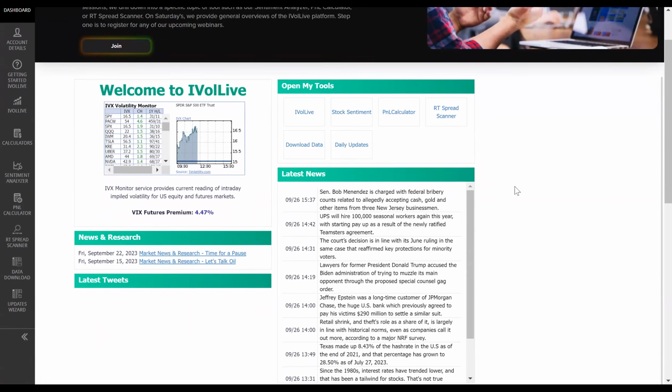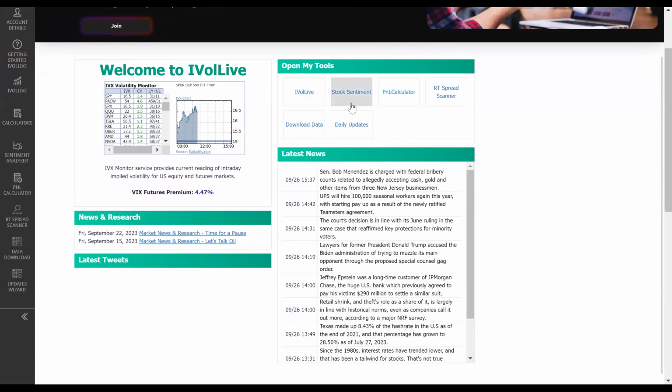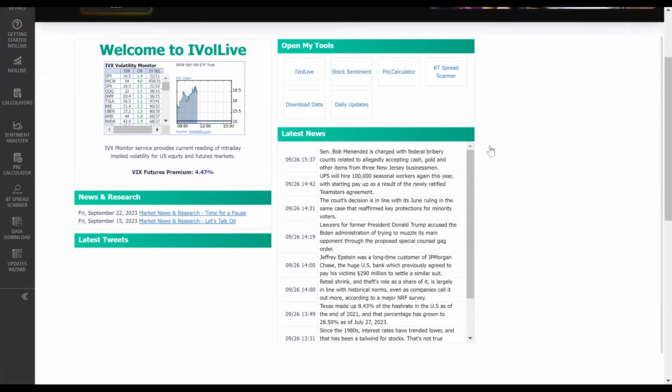So moving right along, again, here is your toolbox. We'll spend most of our time within IVolLive today. I have a few examples I've prepared to show you for some actionable stocks that have some interesting trade setups to me.